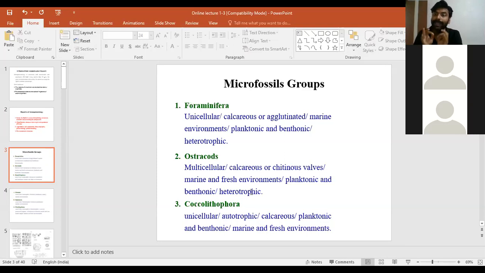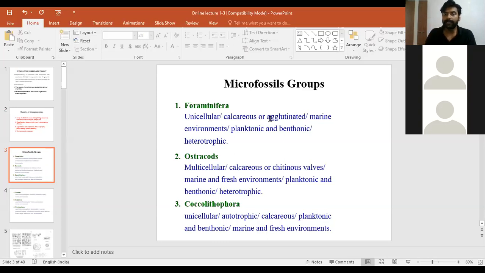It lives only in seawater, nowhere else. But just to mention here, there is a single species of Foraminifera which is totally a freshwater species, but this is not included in this chapter, and that is not much studied as well. So if somebody asks you what is Foraminifera, you must say it is a unicellular organism, it is of calcareous composition, and it is a typical marine organism.